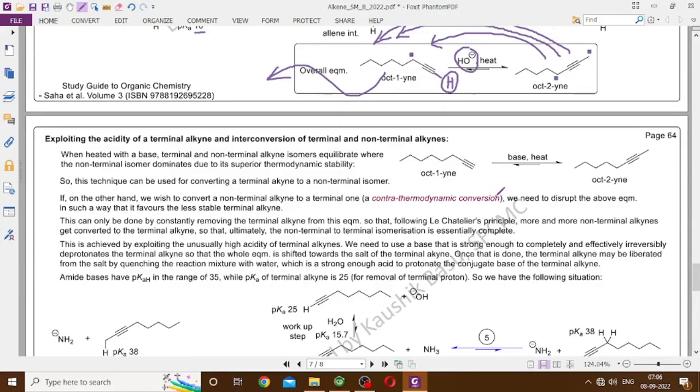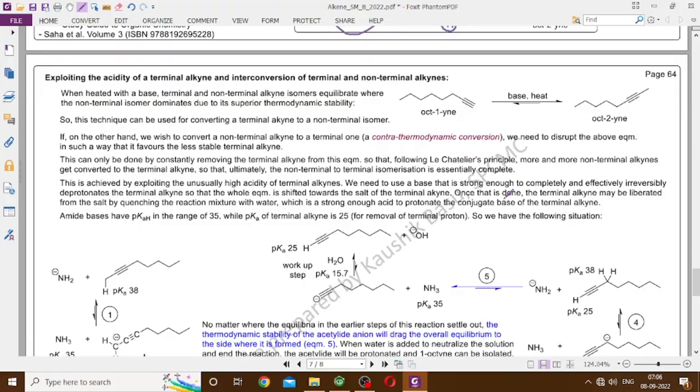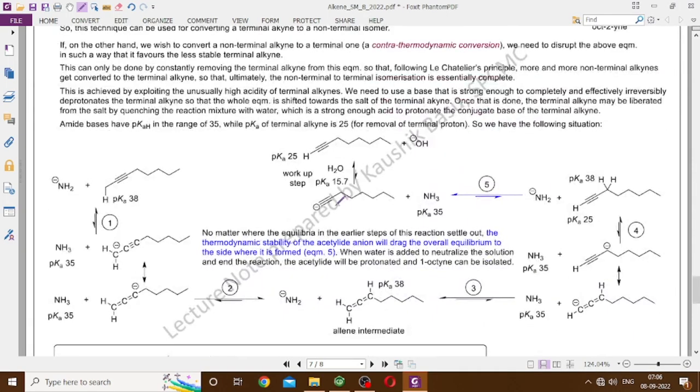You're basically getting a less stable alkyne from a more stable alkyne. So how can we do that? This time you are using a much stronger base, amide. That pK value is 35. That pK value is 38. So this equilibrium will be favoring this one. I am taking away this proton.